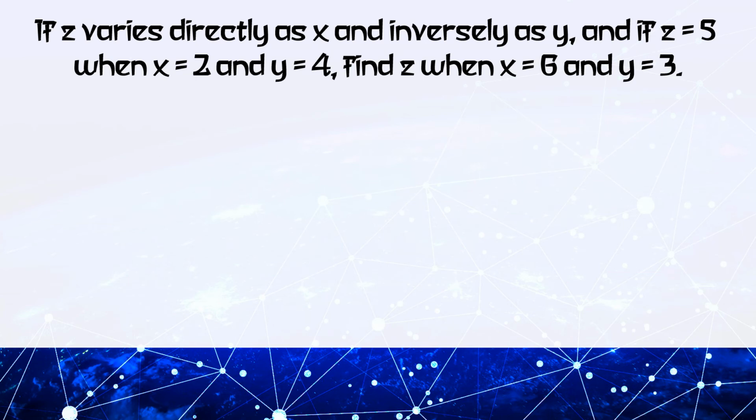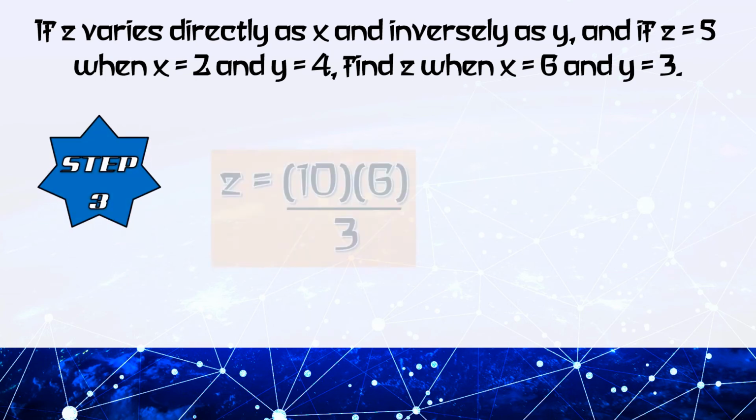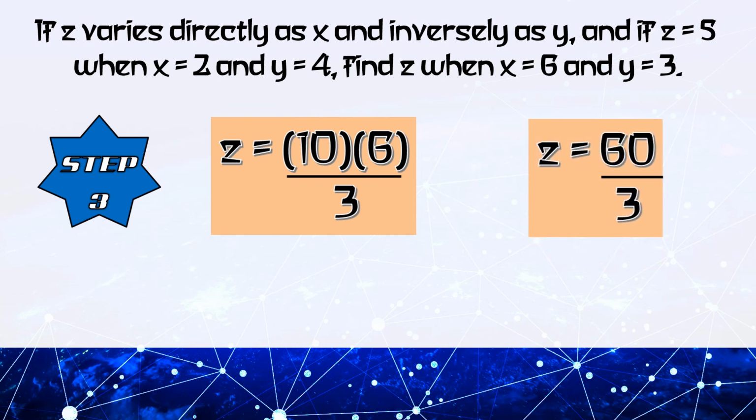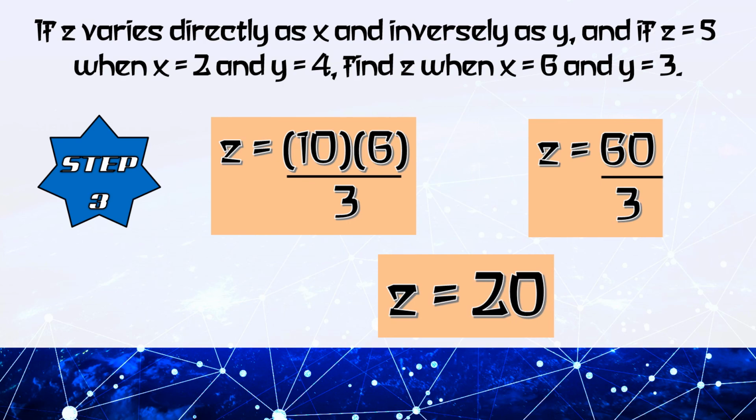Okay, for the third step, Z equals 10, kasi yun yung constant, times 6 over 3. So 10 times 6 is 60. Divided by 3, the value of Z is 20. So di ba napakadali ng ating combined variation.